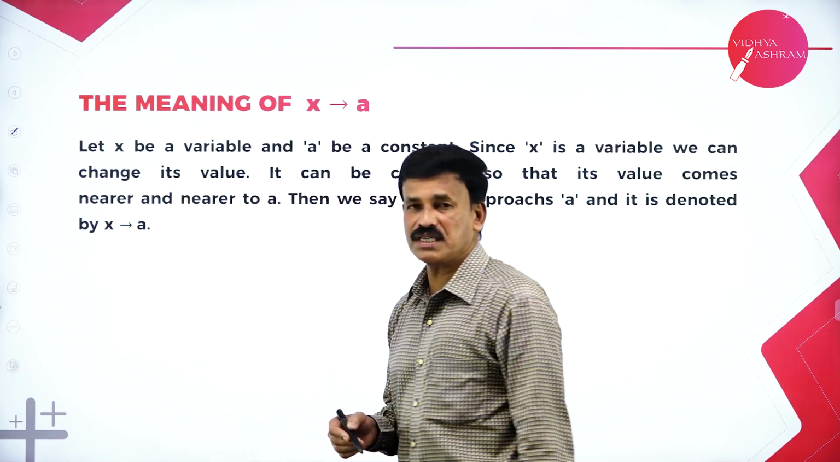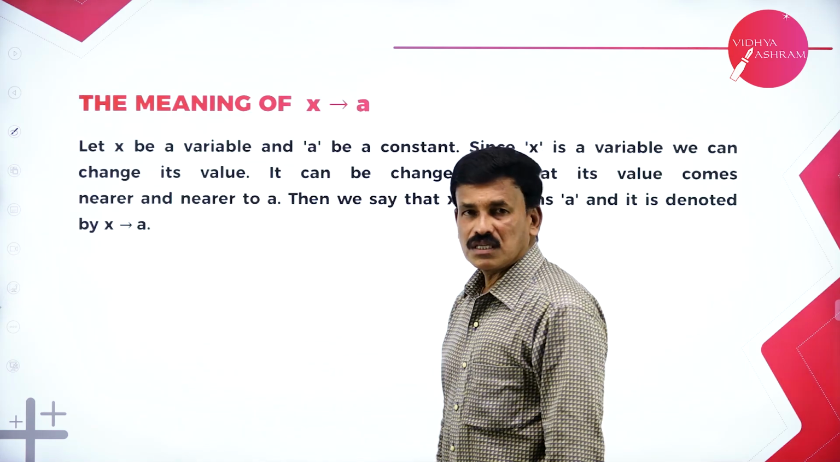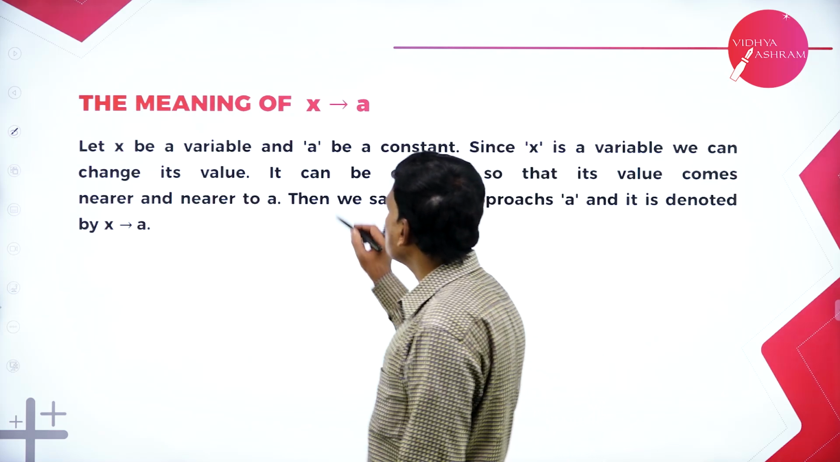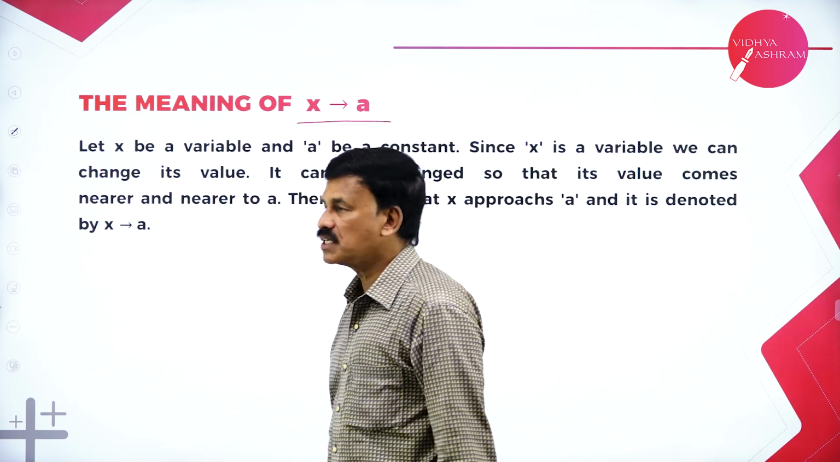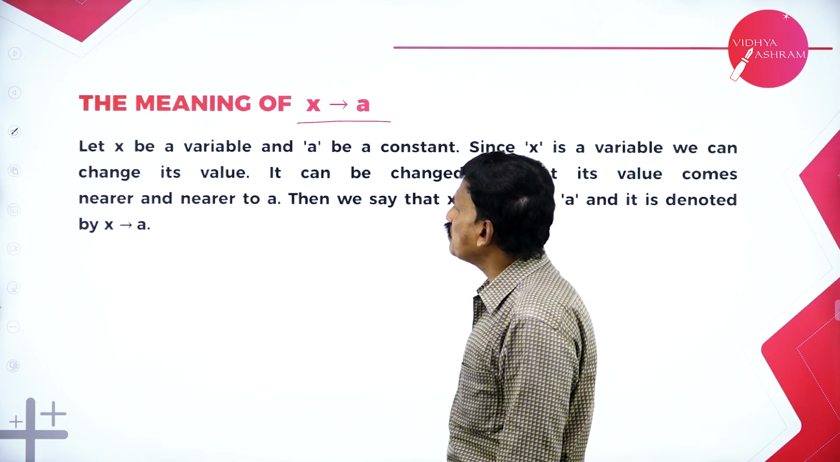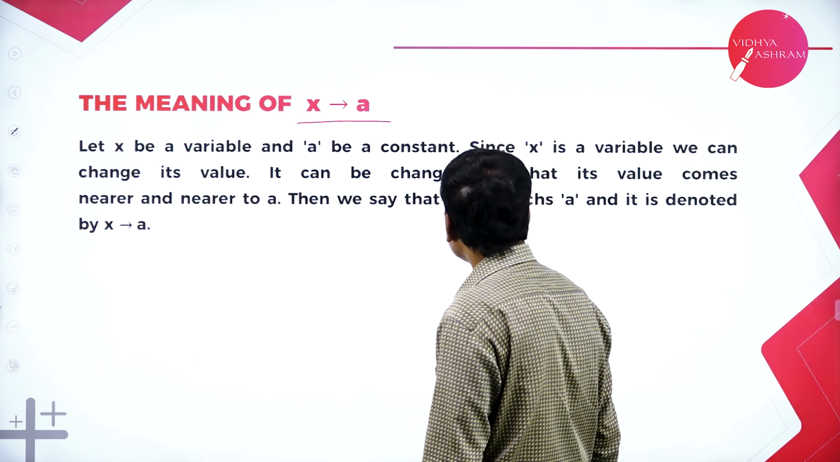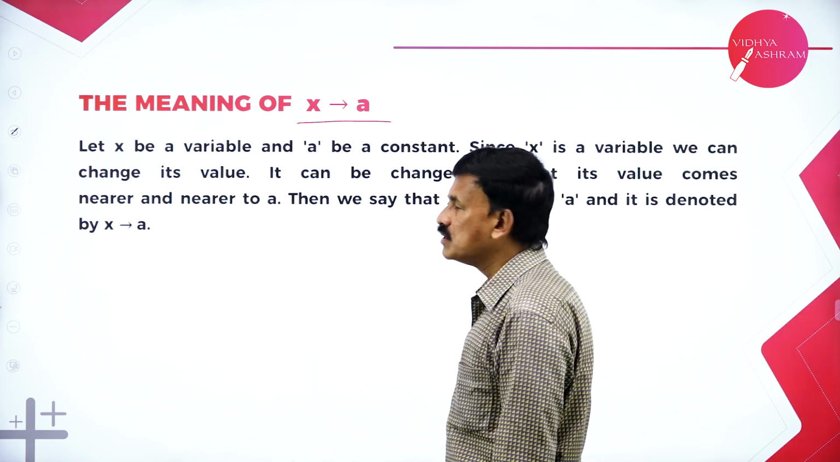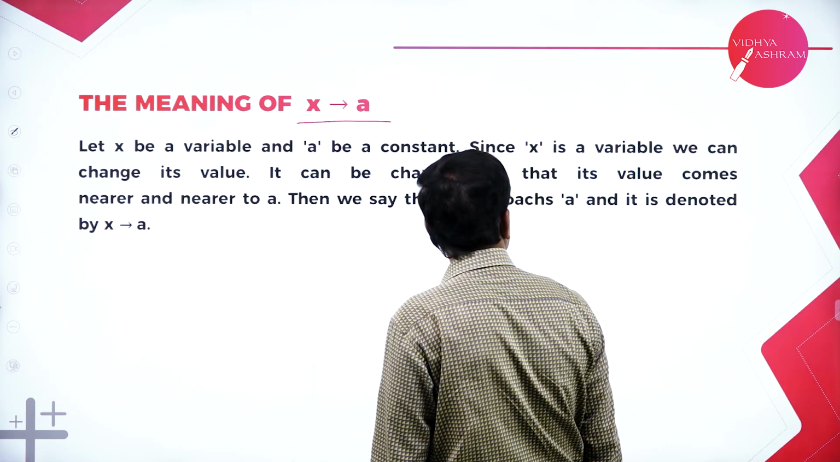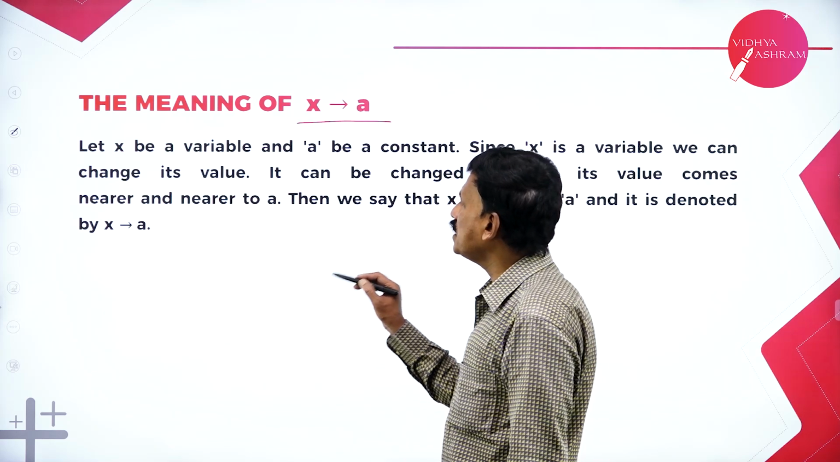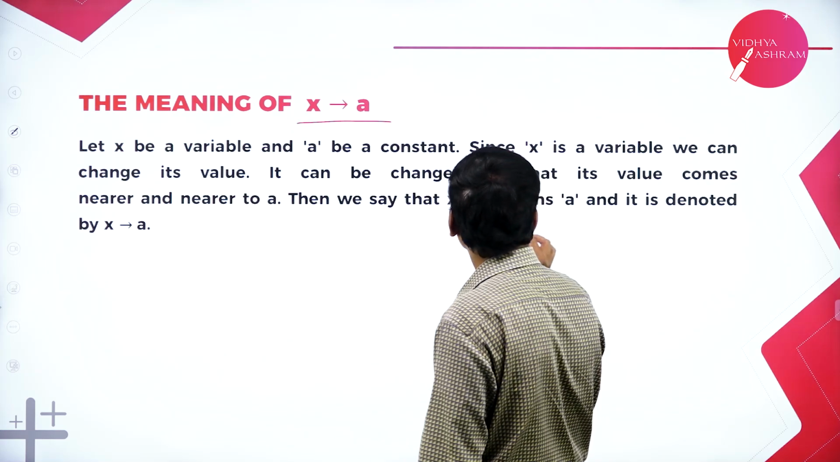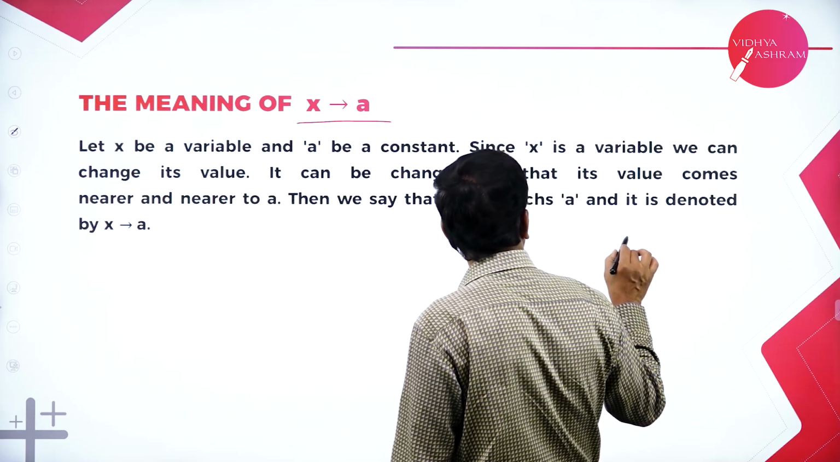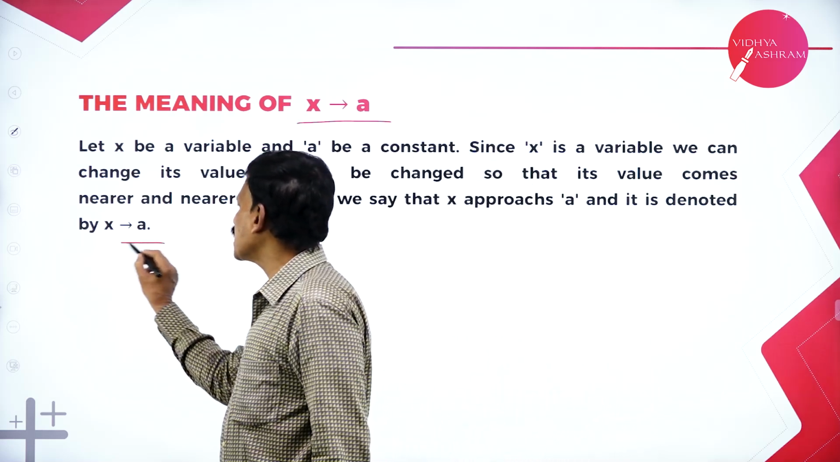Now let us know the definition of a limit of a function. What is the meaning of limit x tends to a? Let x be a variable and a be a constant. Since x is a variable, we can change its value. It can change so that its value comes nearer and nearer to a. Then we say that x approaches a, and it is denoted as x tends to a.